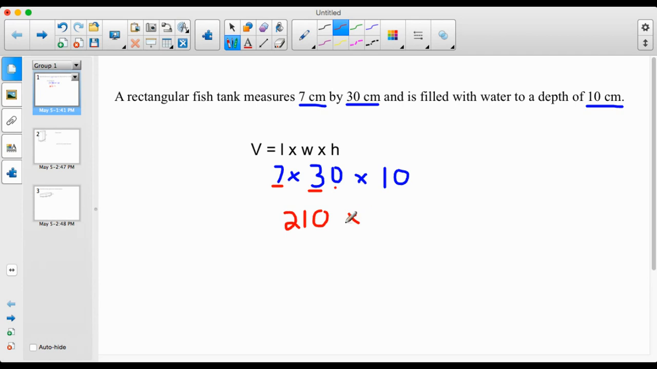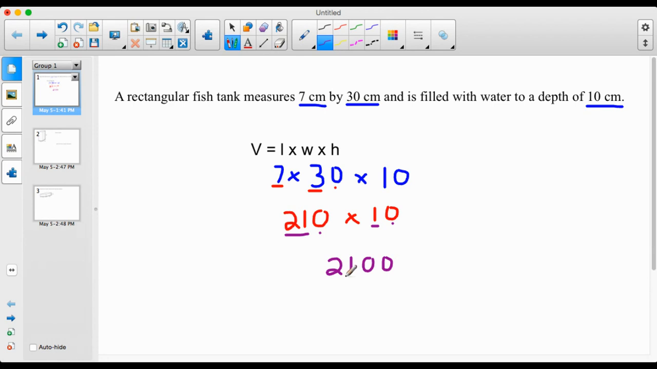Now all I need to do is copy down everything else I haven't used yet, which is the times 10. This is easier than it looks because I can just say, what's 21 times 1? And then tack on 2 zeros this time. So 21 times 1 is 21, and then I have to add my 2 zeros.